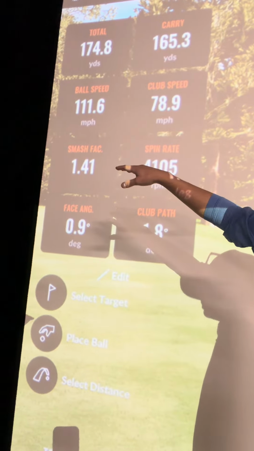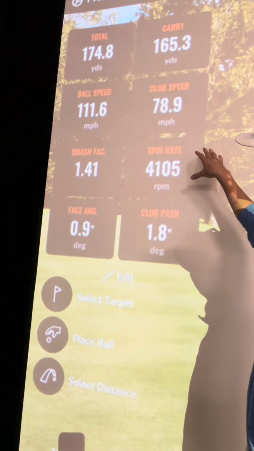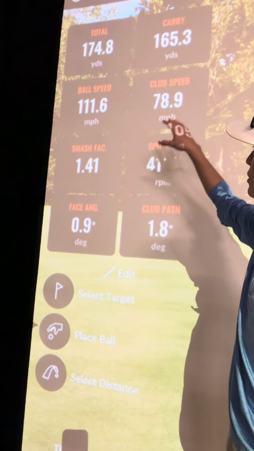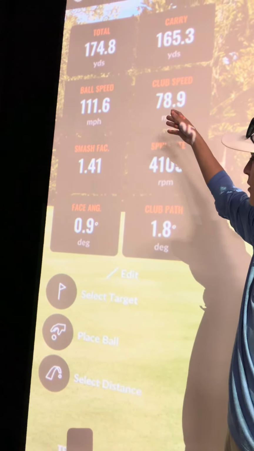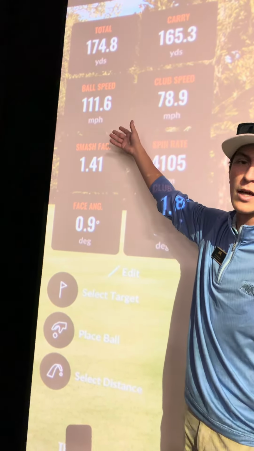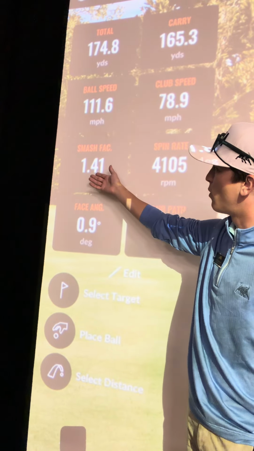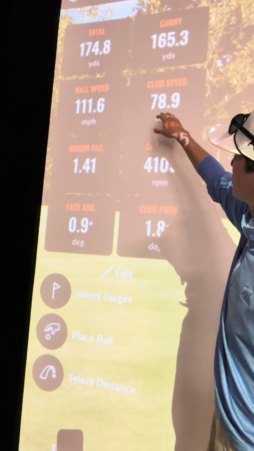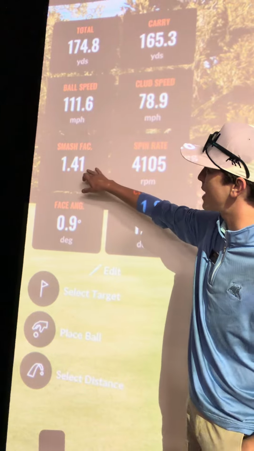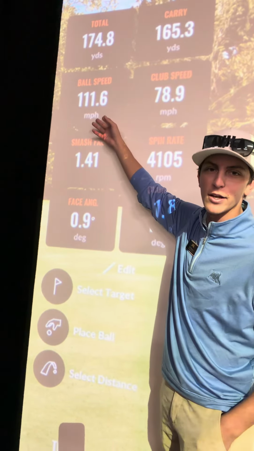And that is the smash factor. The smash factor is going to be an equation that the TrackMan calculates that is your club speed times centerness of contact, and that's what gets your ball speed. And so since it's 1.41, it's going to be your 78.9 times that smash factor. That's how you get your ball speed.